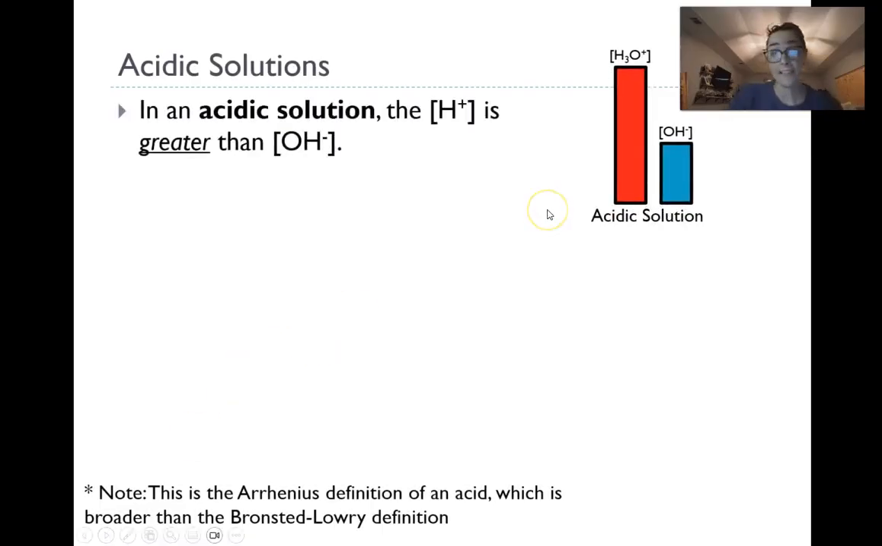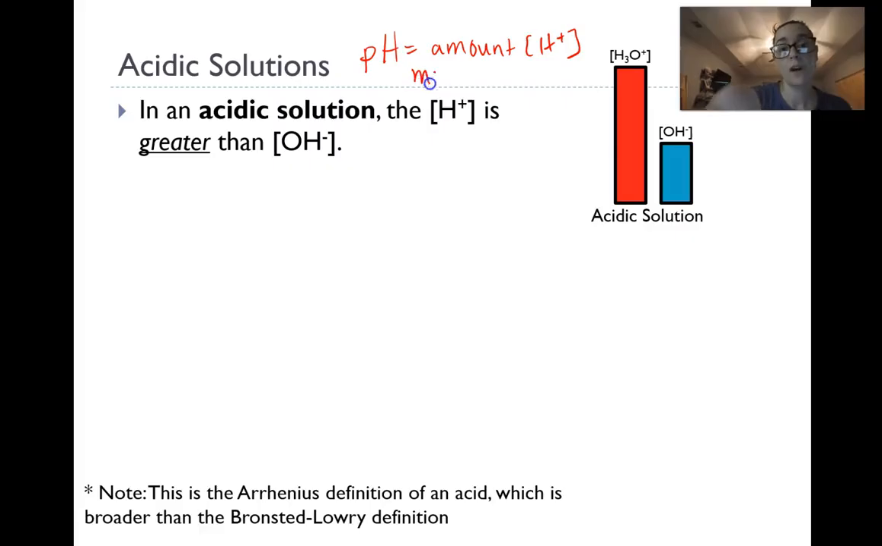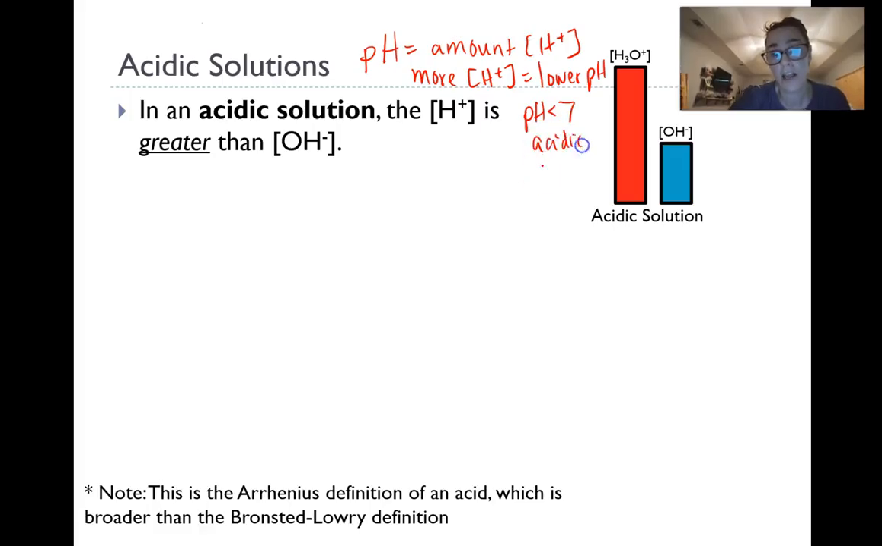Okay, so in an acidic solution, you have more hydrogen ions than hydroxide, because the definition of pH, or the power of hydrogen, is basically referencing the amount of hydrogen ions in solution. The more hydrogen ions, the lower the pH. So basically anything with a pH of less than 7 is considered acidic, and anything with a pH of greater than 7 is considered basic.